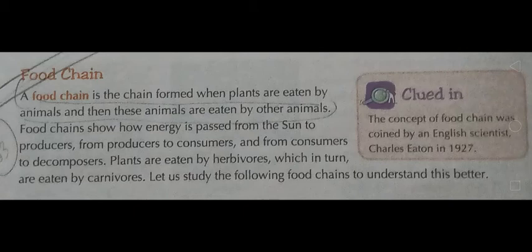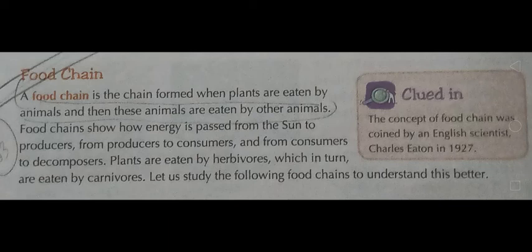So, what is written here about the food chain? A food chain is the chain formed when plants are eaten by other animals. We all know that herbivores eat plants, so plants are eaten by herbivores, and then these herbivores are eaten by carnivores. So this is known as a food chain. This is how carnivores depend on plants.